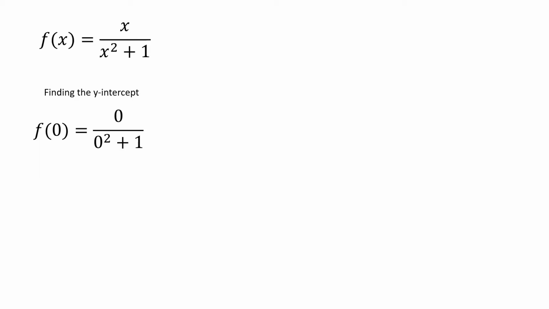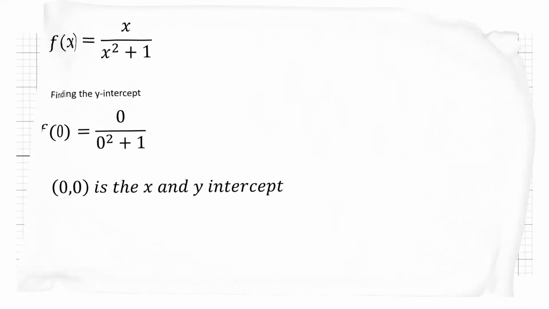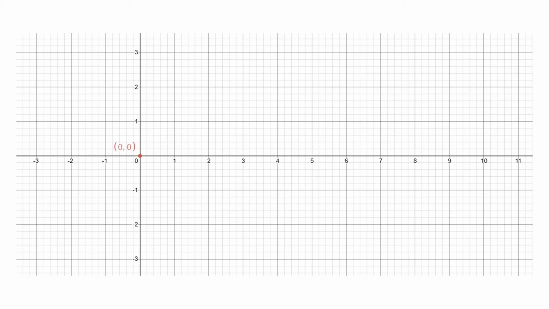To find the y-intercept, it's pretty straightforward. We just substitute x = 0 into the function, and we get a value of 0. Since it intersects at the origin, it is both the x- and y-intercept of f(x). As we can see, there are no more obvious x-intercepts, so we can assume that there are no more. As you can see on the chart, we just plot the point (0, 0).